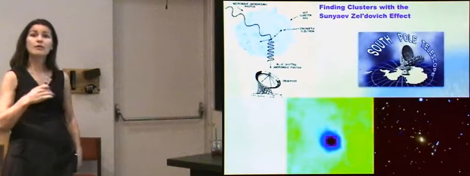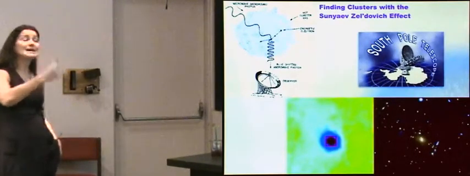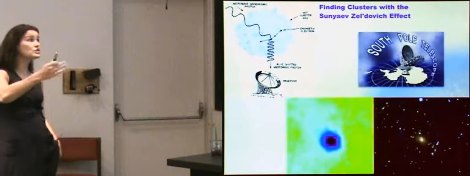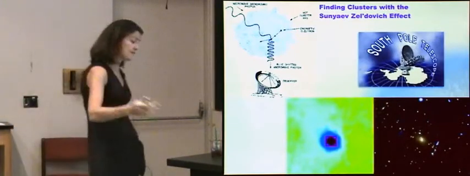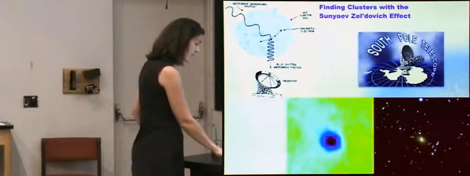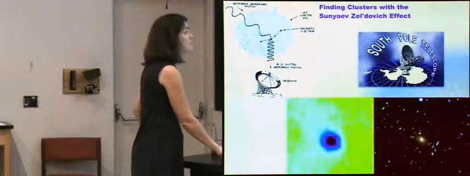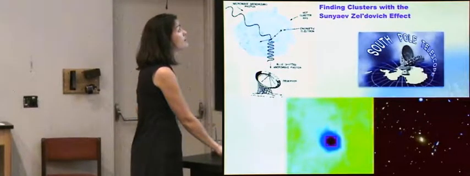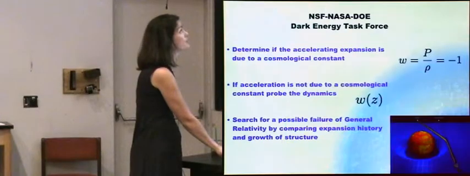So in this way, we're able to map out the mass of the cluster, and we're also able to do this as a function of redshift, so looking back in time. And this is one of the ways we can test the growth rate and the effect of dark energy on the growth of the structure.